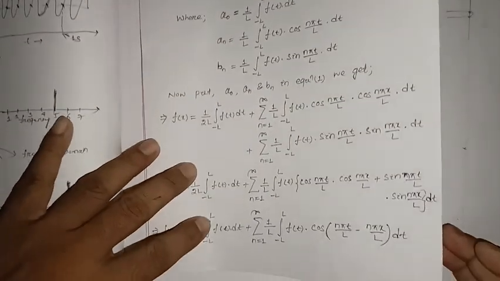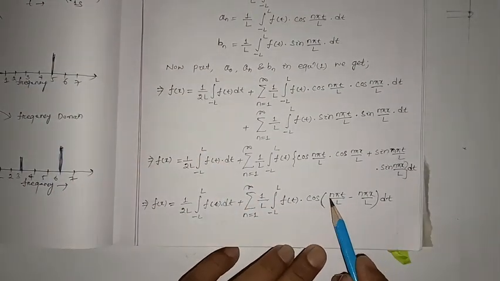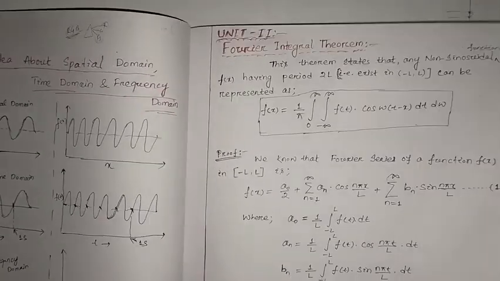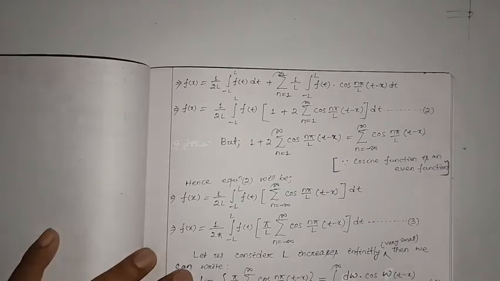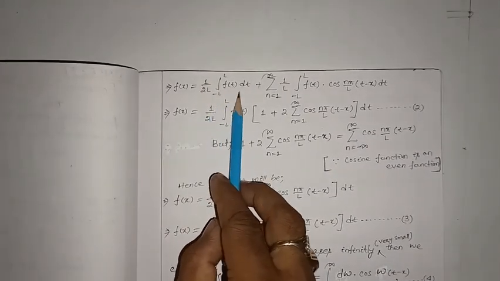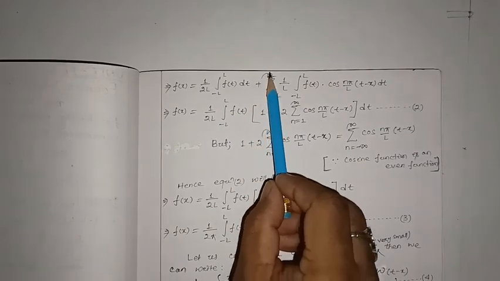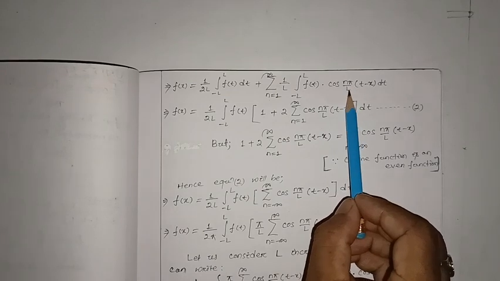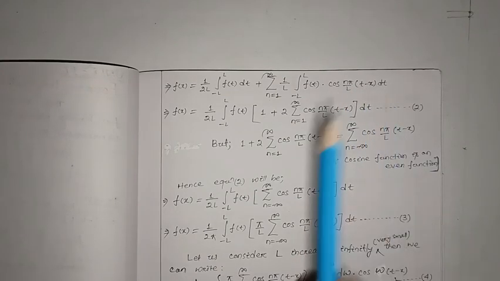Now here we can take nπ/L common from these two terms. So what it will be? f(x) will be equal to (1/2L) ∫ from -L to L of f(t) dt, summation over n equal to 1 to infinity (1/L) ∫ from -L to L of f(t) into cos(nπ/L taken outside (t minus x)) dt.